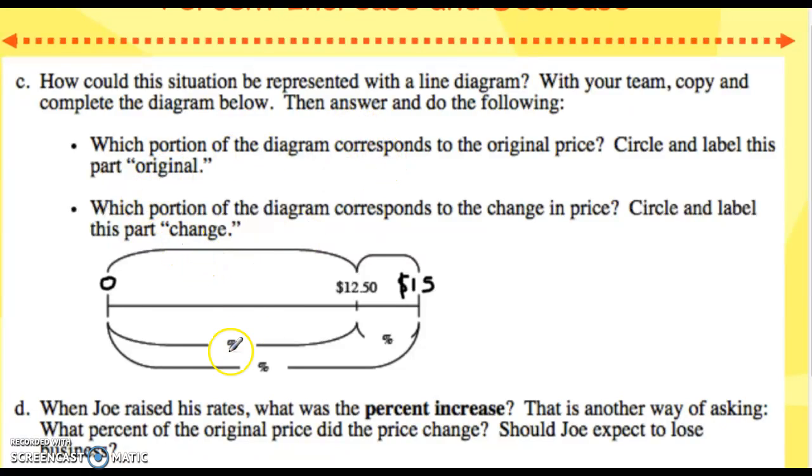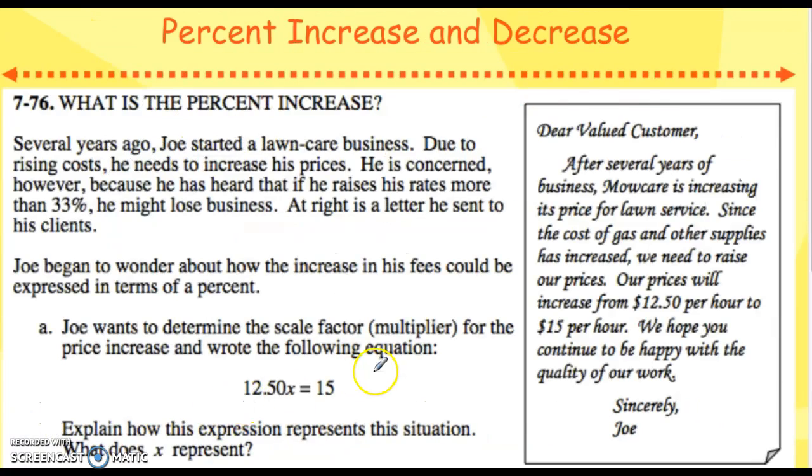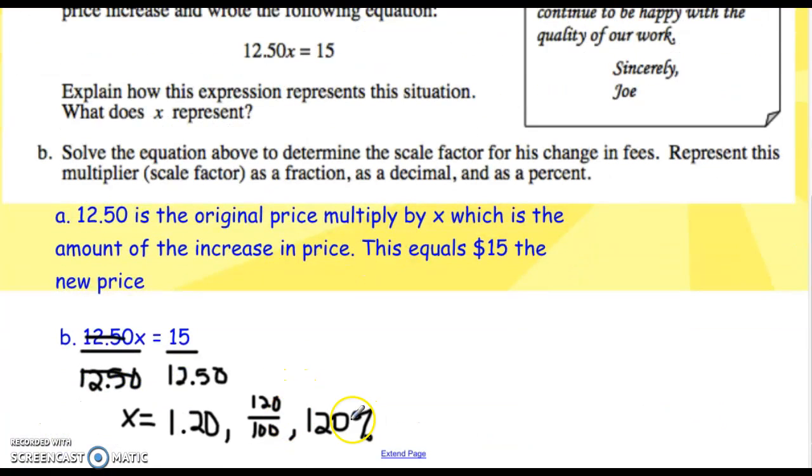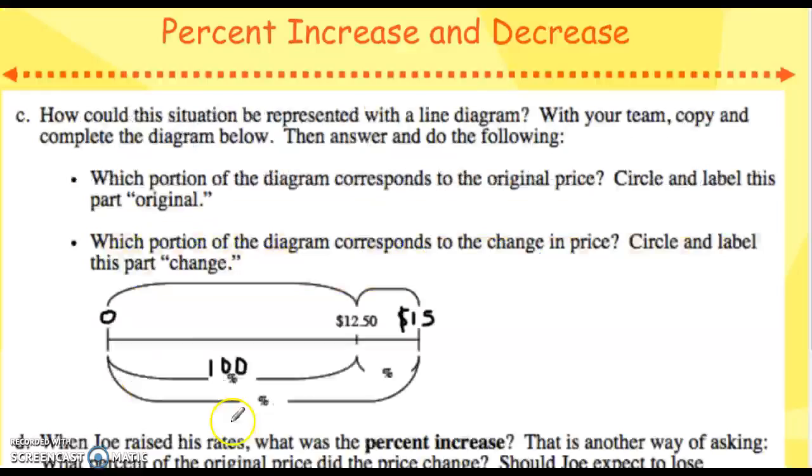Okay. And then my percent, I know that this part was 100% of my cost, but then I increased it, and based on my math here, it was 120%. So I have the 100%, and then that would mean that the price increase was 20% more. So then this total increase down here is 120%.